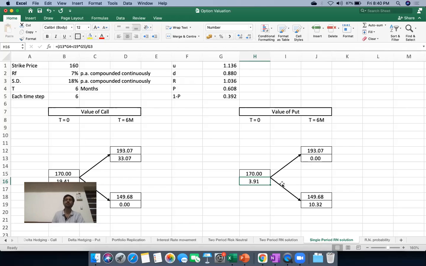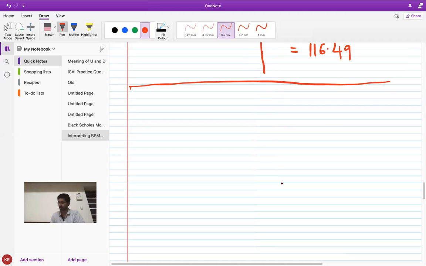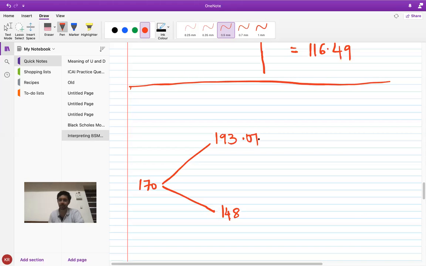Now let us solve the same value of put option as per replicating portfolio. Okay. So firstly, I will just draw the same graph that was over there, or the same payoffs. So we have current share price of 170, which can go either up to 193 or which can fall down to 148. Let me take the decimal values as well. 193.07 and 148.68. Is it 149.68?